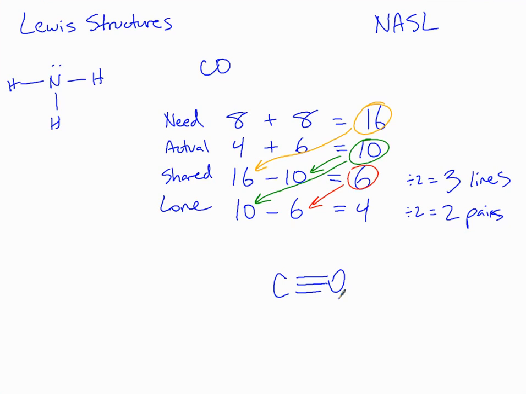So let's look at carbon first. 2, 4, 6, 8. And then oxygen, 2, 4, 6, 8. We did this, and we did this, and this is what it should look like.